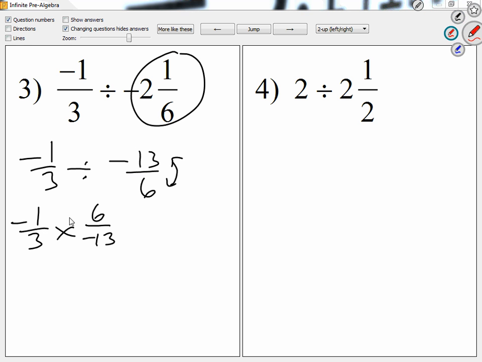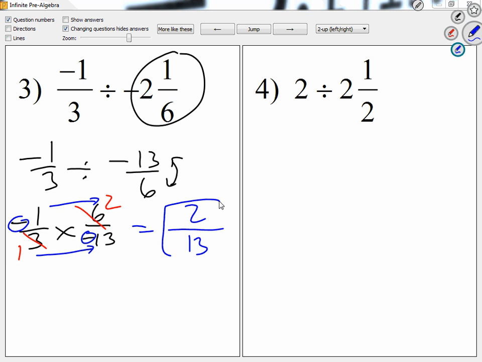Simplify if you can. The 6 and the 3, we can divide each by 3. So that gives me 1 and 2. Now I'm going to multiply straight across. I know negative times negative, it's positive. On the top I have 1 times 2. And at the bottom I have 1 times 13. So my answer is 2 over 13.